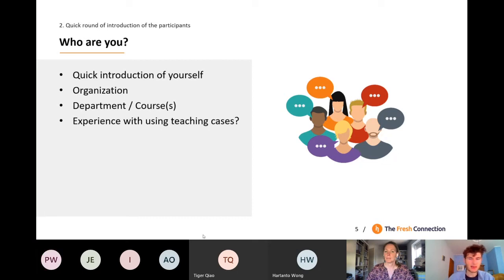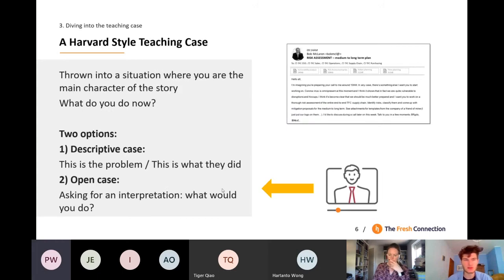Yeah, excellent. Thanks everyone for these insights. It was also useful for us to see how experienced you are already with the concept of teaching cases. I heard some of you, like Igor, for example, saying that they're already using it. But still, I want to very briefly look into this concept, which is usually a situation where you throw students into a case where they are then the main character of the story. So it's a bit of storytelling as well.